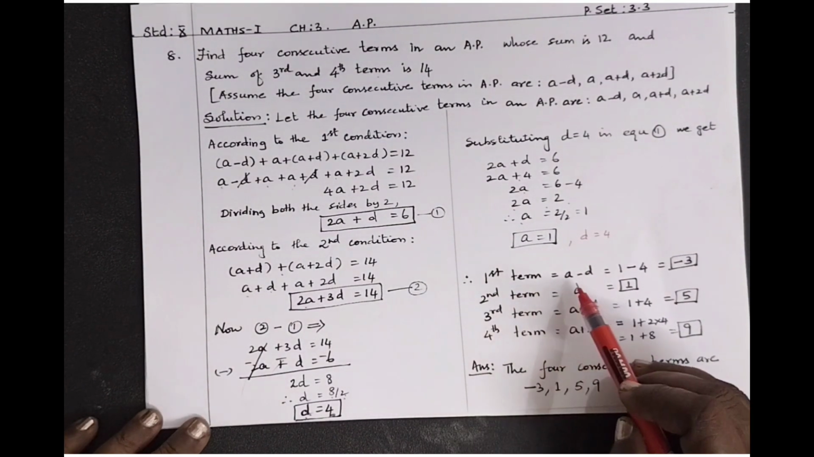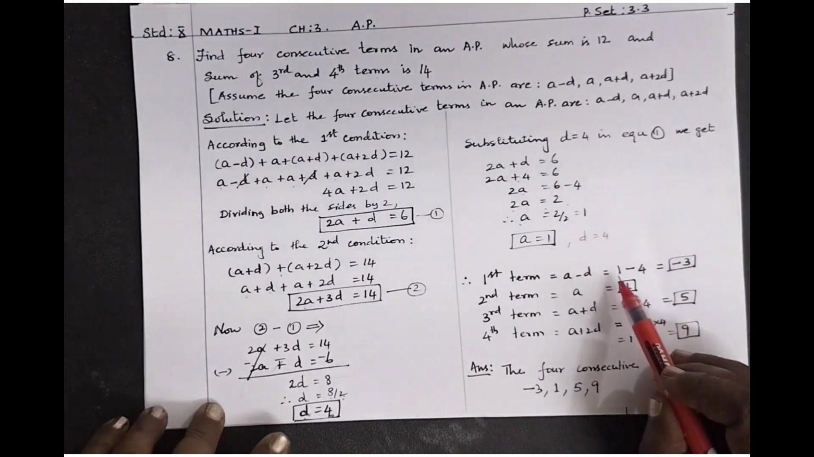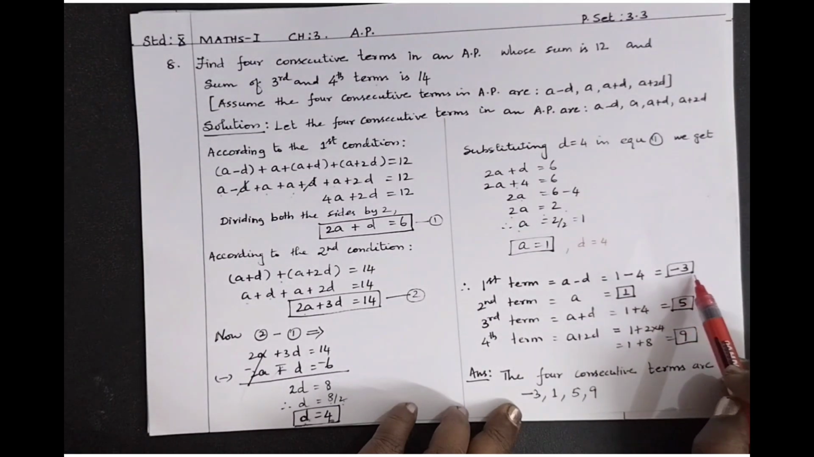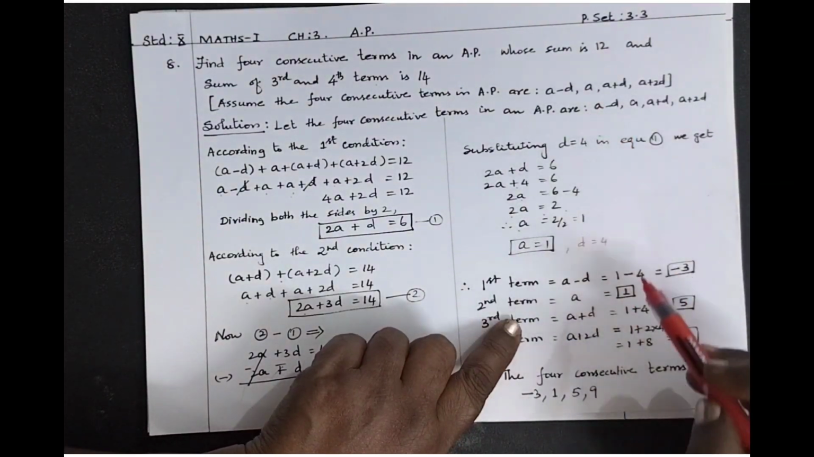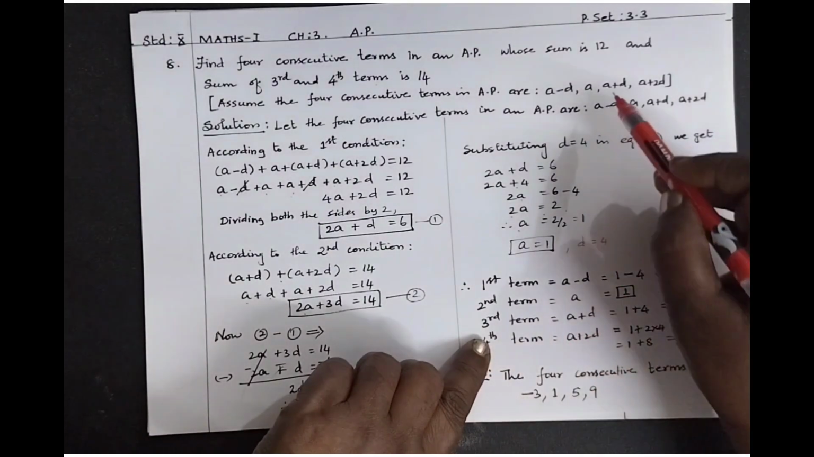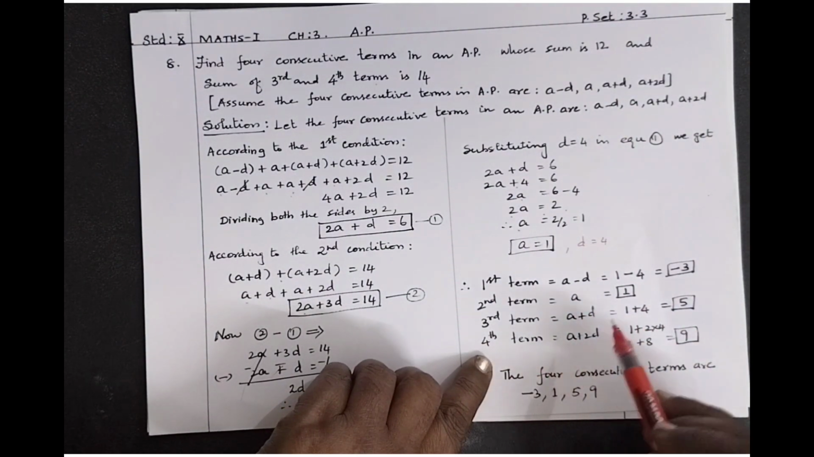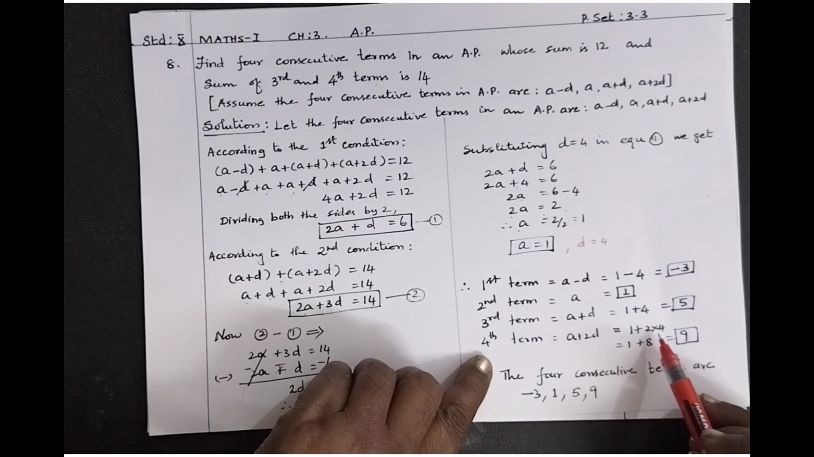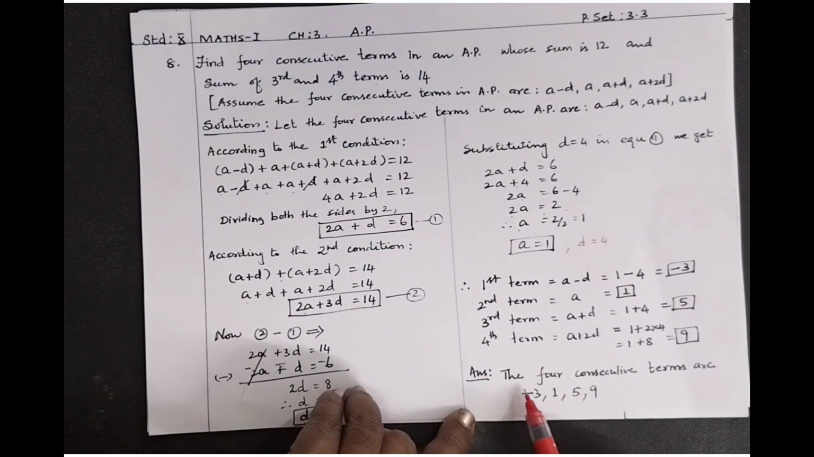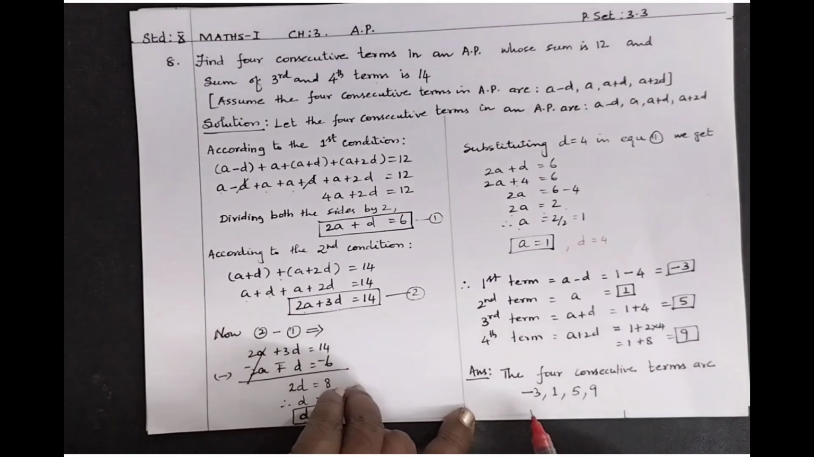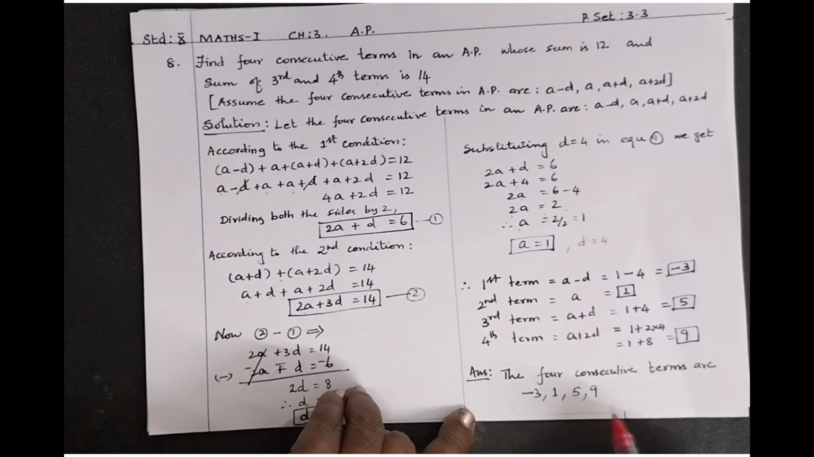Therefore the first term is a minus d, that is 1 minus 4, which is minus 3. Second term is a, that is 1. Third term is a plus d, that is 1 plus 4, which is 5. Fourth term is a plus 2d, that is 1 plus 2 into 4, that is 1 plus 8, which is 9. Therefore the four consecutive terms are minus 3, 1, 5 and 9.